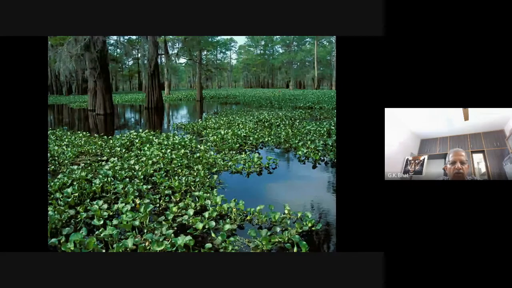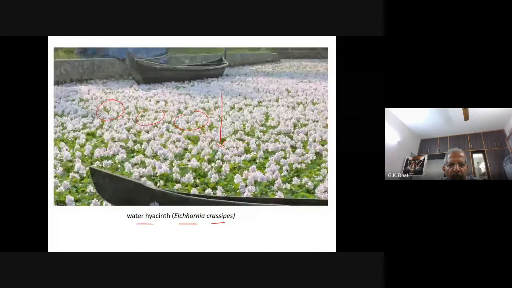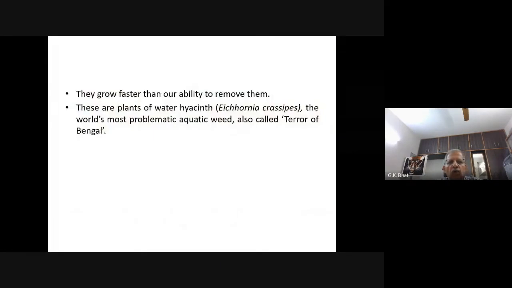See, this is the Eichhornia, right? This is a weed, and it cuts the light. It brings down the dissolved oxygen level also, right? So they grow faster than our ability to remove them. Which one? Water hyacinth. These are plants of water hyacinth, Eichhornia crassipes, the world's most problematic aquatic weed, called the terror of Bengal. In all the lakes of India, you have this terror of Bengal. You cannot remove it at all because there is no natural predator.